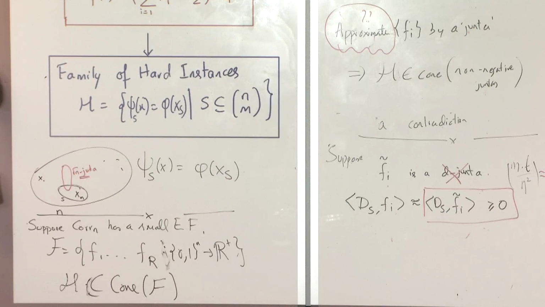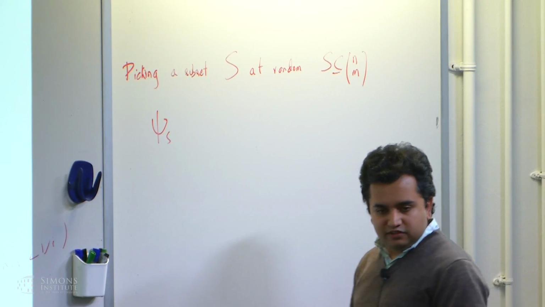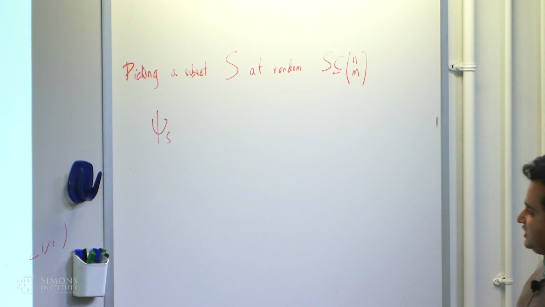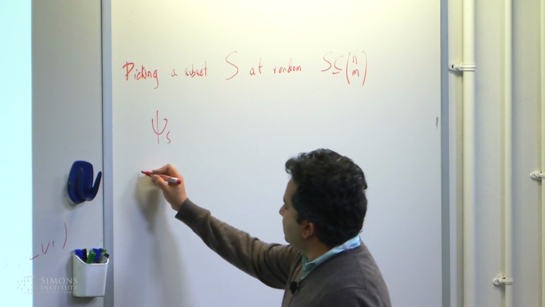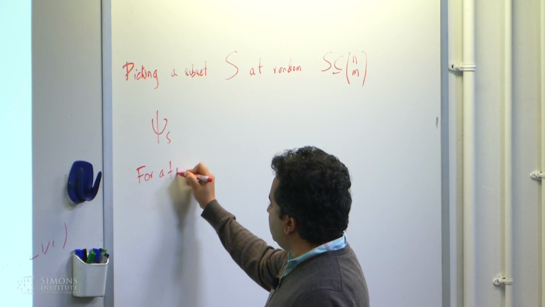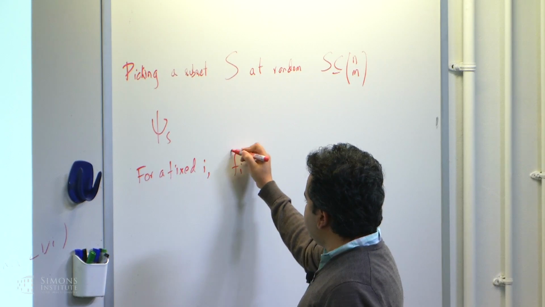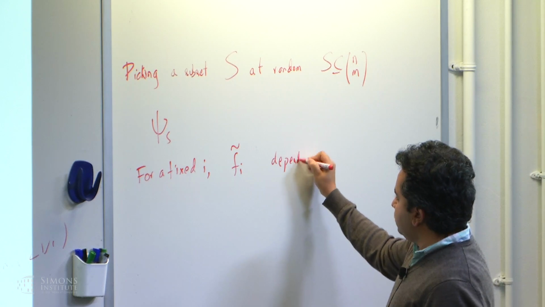But now what you do is you pick a subset S at random and you look at just psi sub s. Consider psi sub s. Now, firstly, look at any fixed fi. For a fixed i, look at fi tilde. It depends on a subset of root n coordinates.